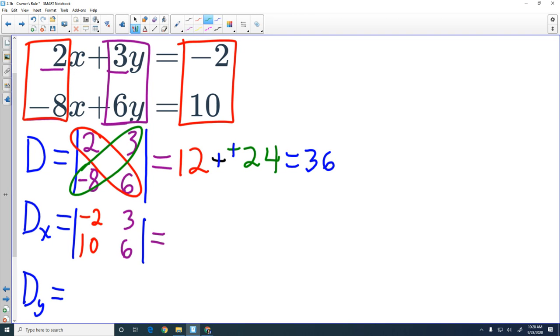And we're going to go ahead and calculate this. So we take that first diagonal, -2 times 6, which gives me -12. And right away, put that minus sign after your first number. Make sure you put that minus sign so you remind yourself, hey, this is subtraction. Now look at the second diagonal. That's going to be a 10 times 3, which is 30.